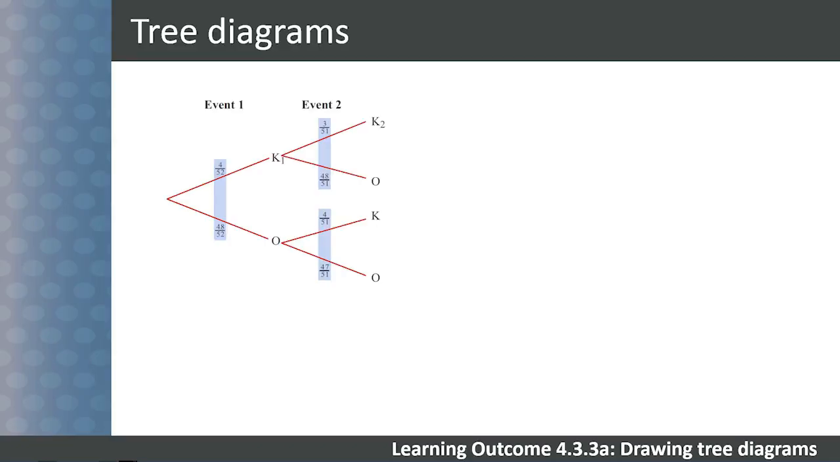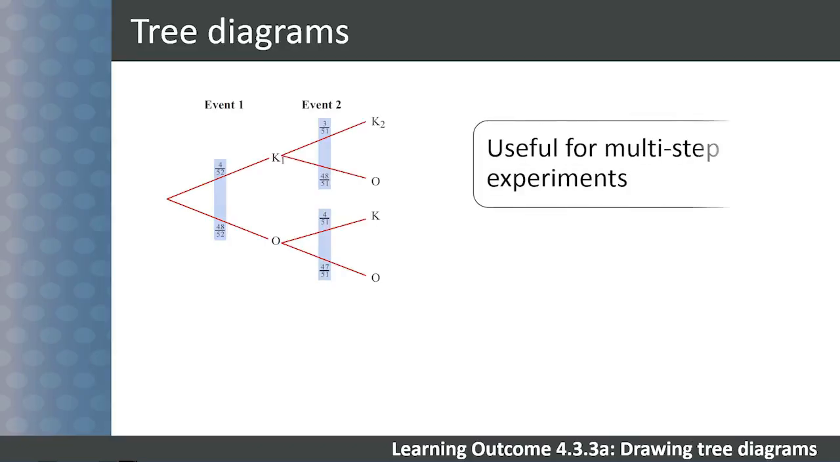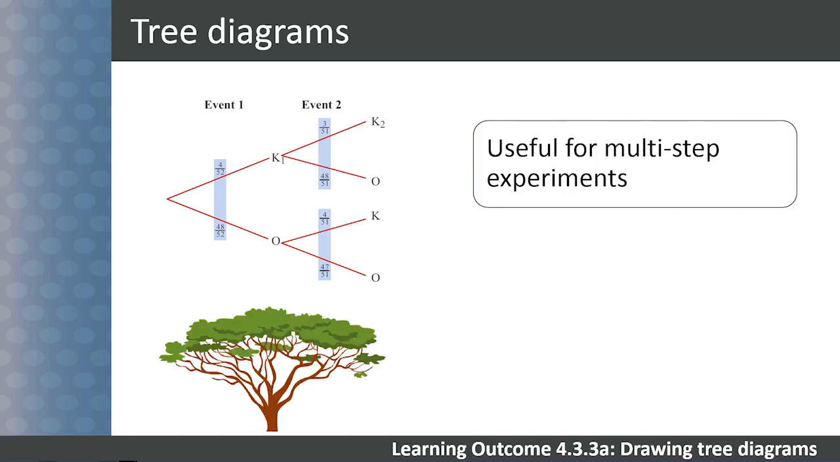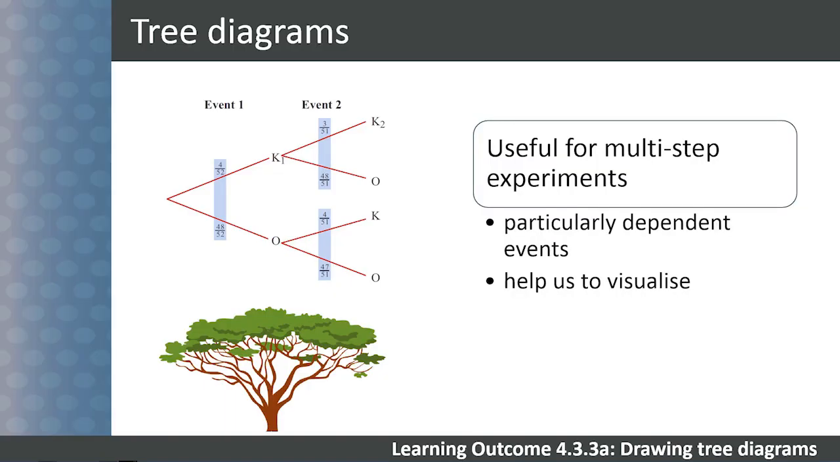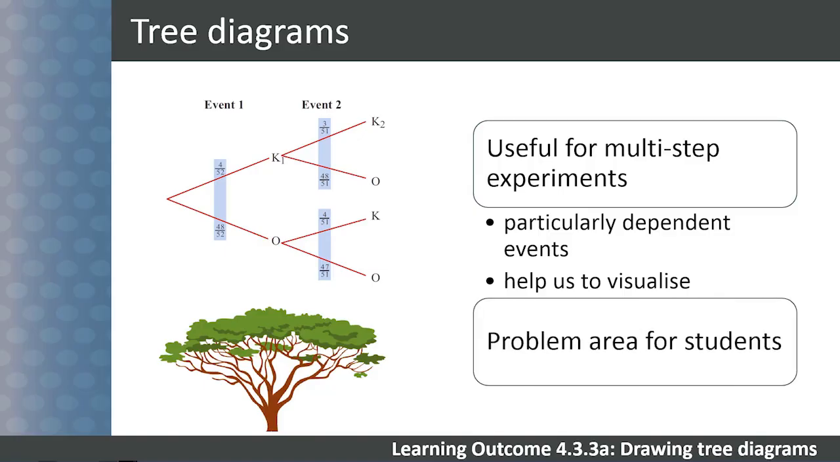Tree diagrams are a very useful tool for counting the outcomes in multi-step experiments. We call them tree diagrams because they are shaped like branches of a tree. They are particularly useful for working out dependent events as they help us to visualize the changes in the outcomes. Lecturers we interviewed said that drawing tree diagrams represents a real area of difficulty for students.